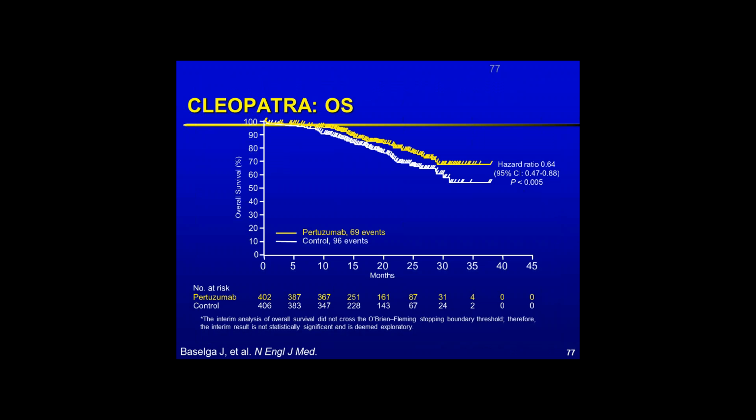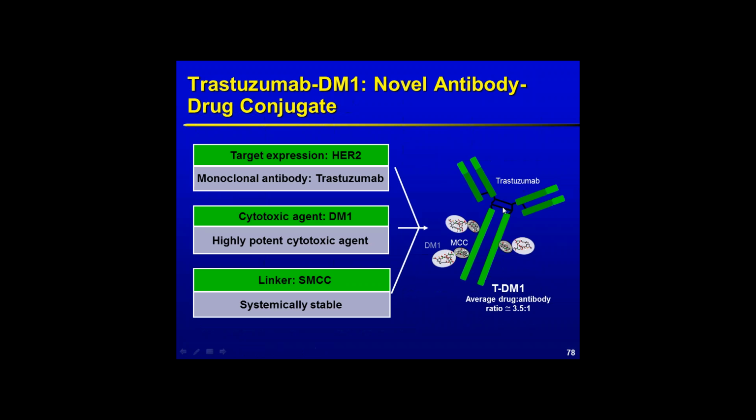And two quick examples of this is the Cleopatra study that added pertuzumab, another anti-HER2 agent, to trastuzumab and chemotherapy that showed a survival benefit. And you can see that the survival benefit is actually over 3 years. This is first-line patients with metastatic HER2-positive breast cancer. Over half of them are living over 3 years.